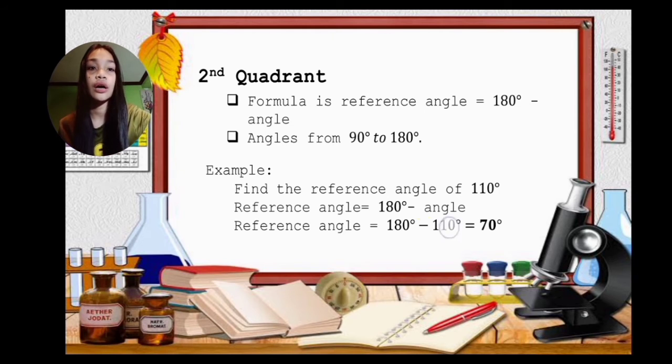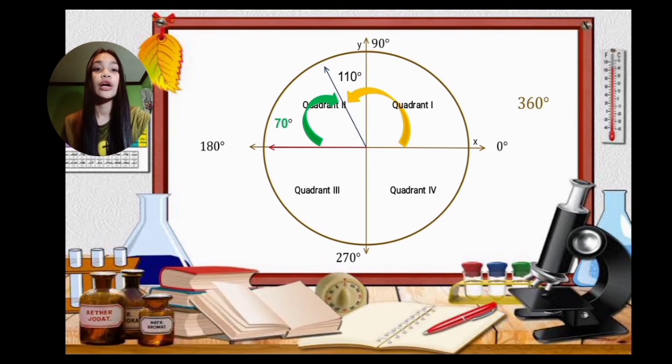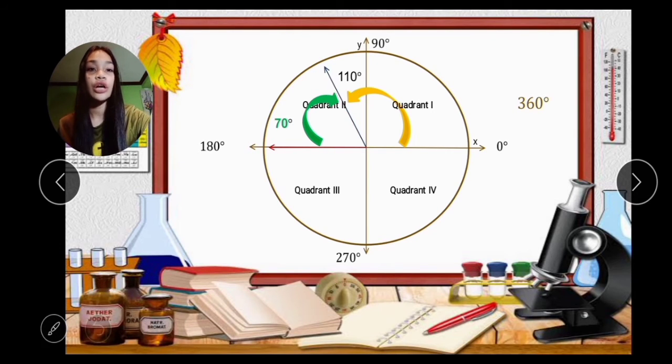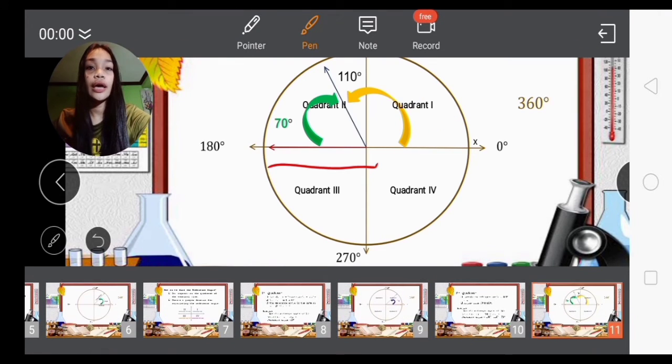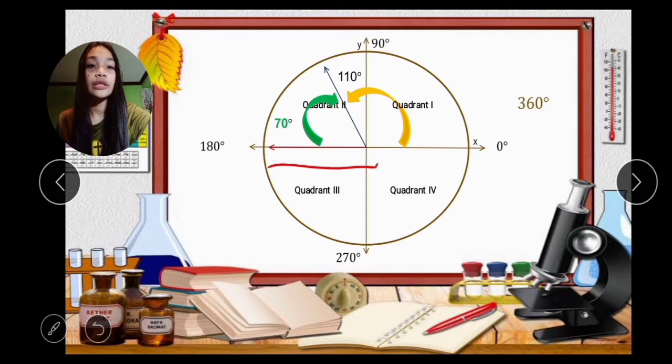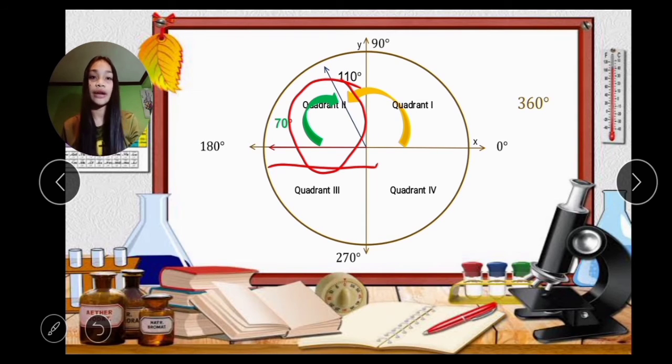Let me show you the Cartesian plane. The blue line here is our terminal side, and the red line here is our initial side, the x-axis. And then the green arrow here is the angle, 180 degrees minus 110 degrees, which is 70 degrees.